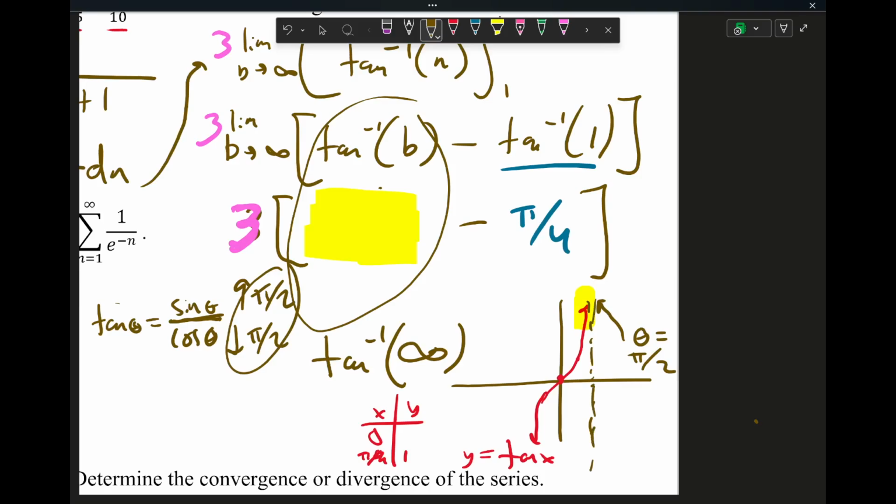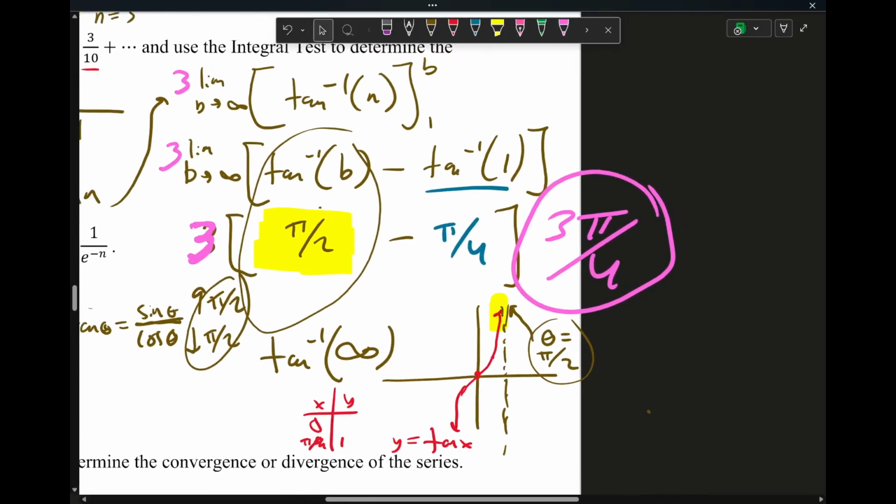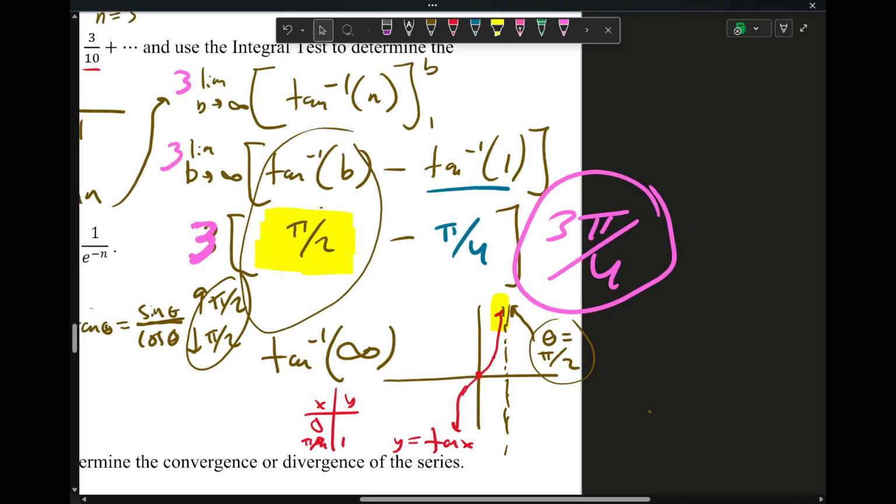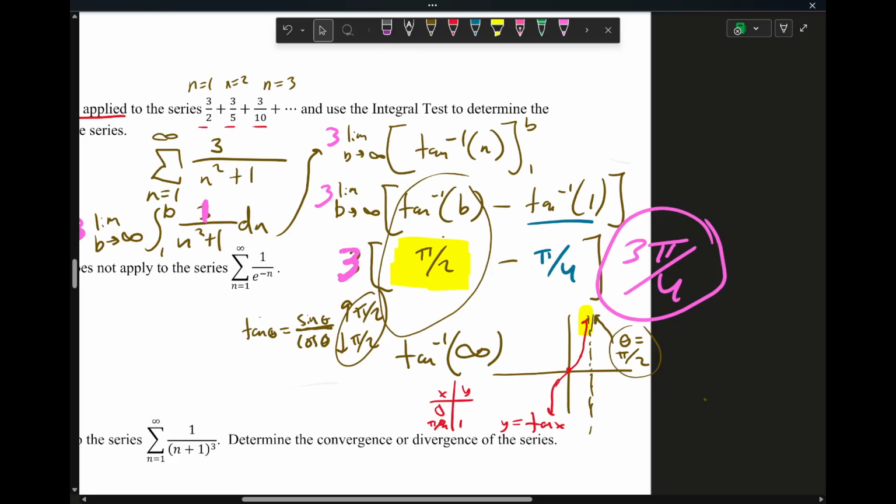Now again, if you remember what the tangent graph looks like from pre-calculus, that's a lot easier to figure out. But pi over 2 minus pi over 4 would be pi over 4, times 3 is where they get 3 pi over 4 as the final answer. Okay, so there's a lot going on there.